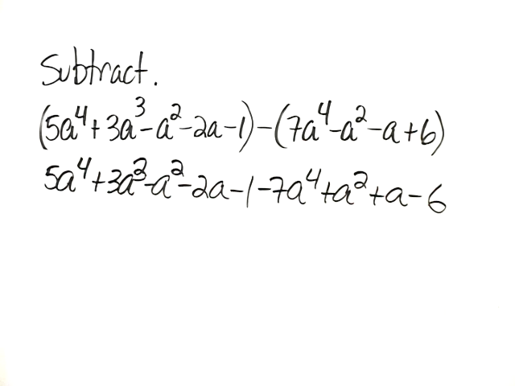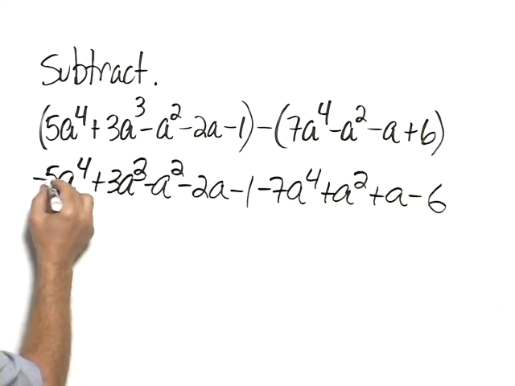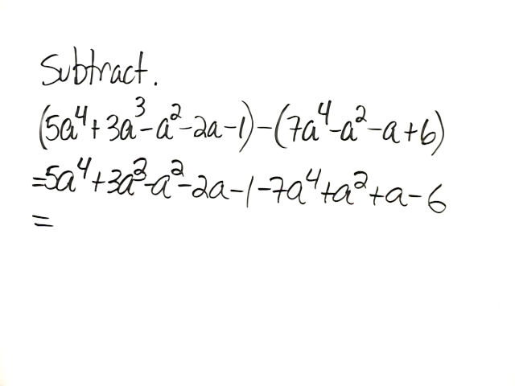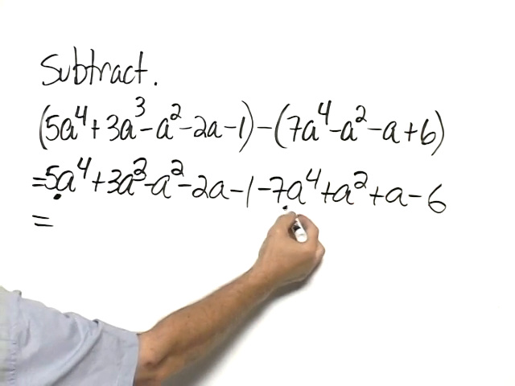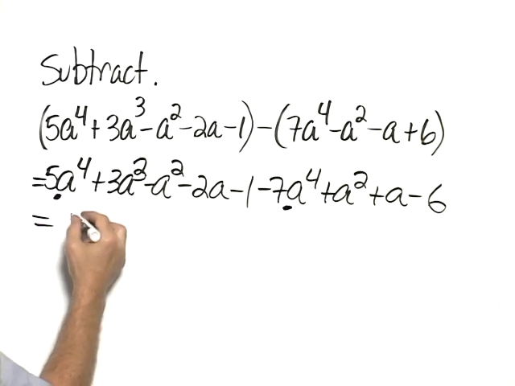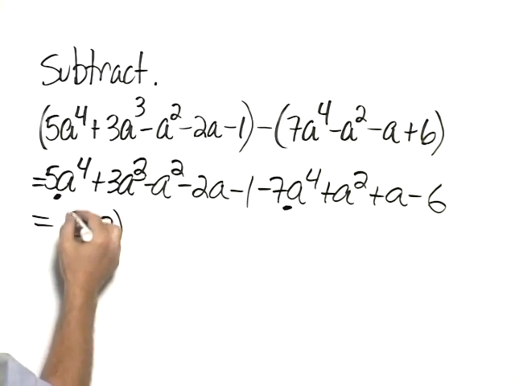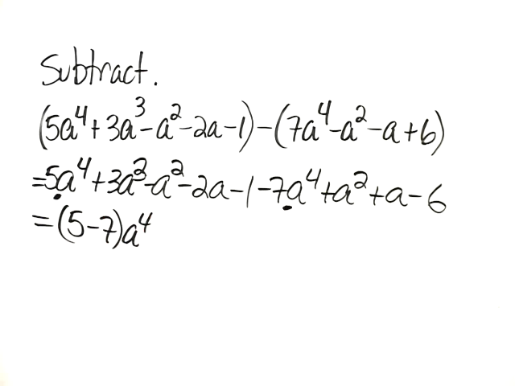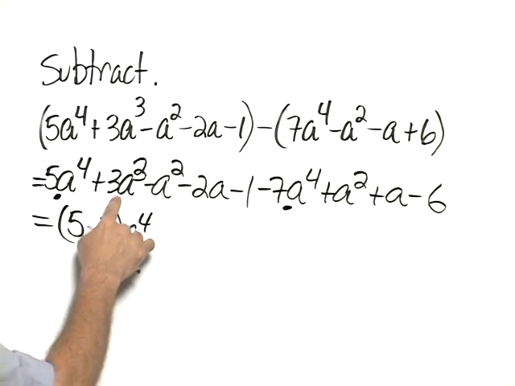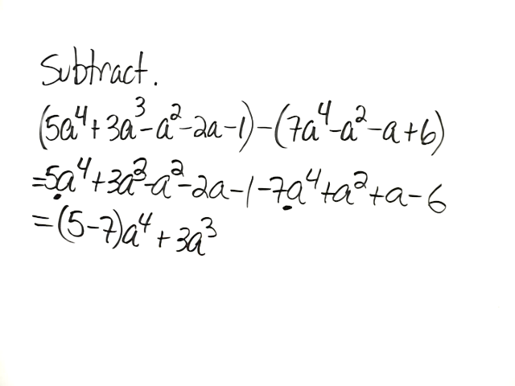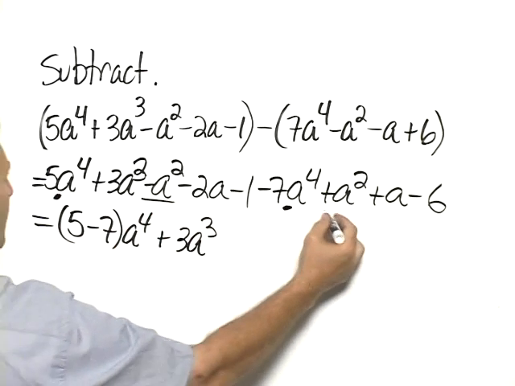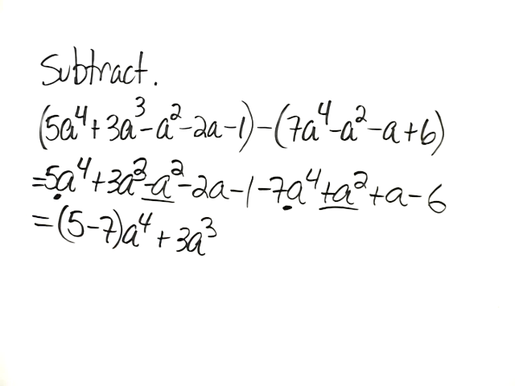Now we combine like terms. This is a to the fourth, and this is a to the fourth. So it would be 5 minus 7 a to the fourth. There's only one a cubed term, 3a cubed. We have an a squared term here and an a squared term here.